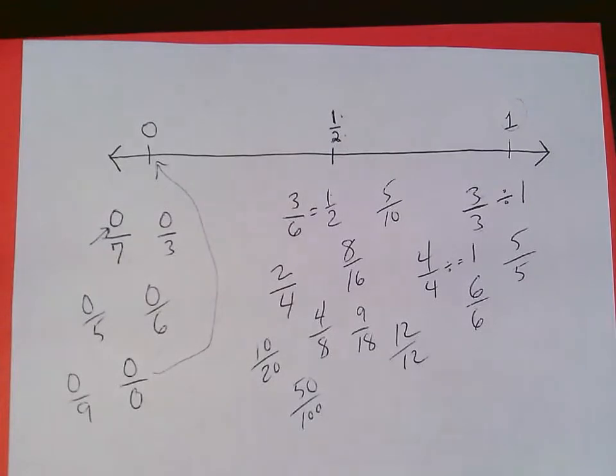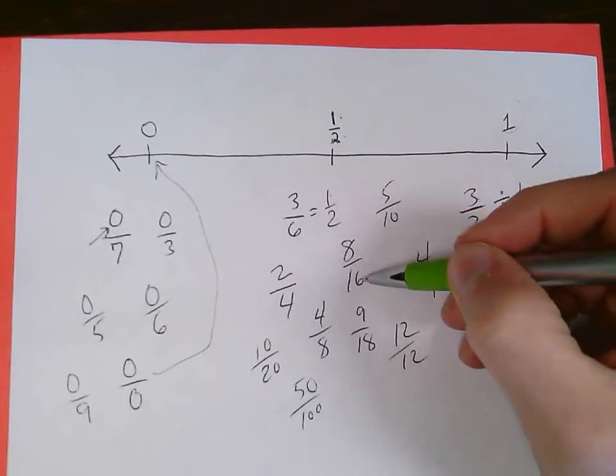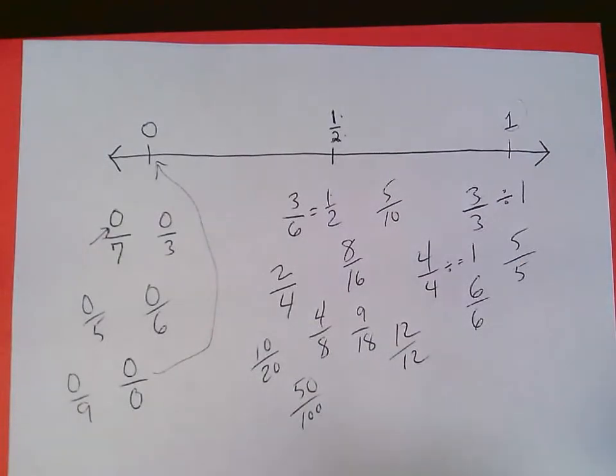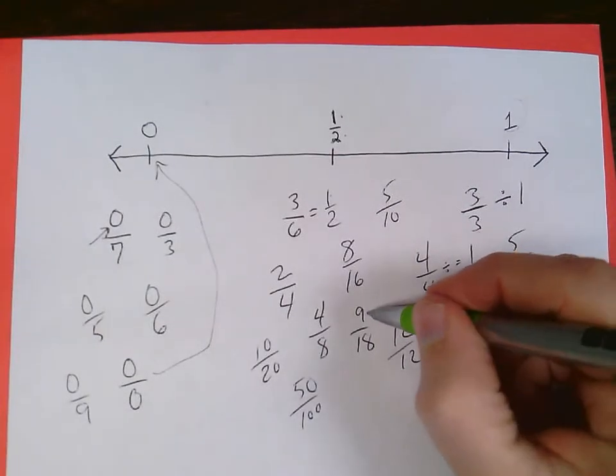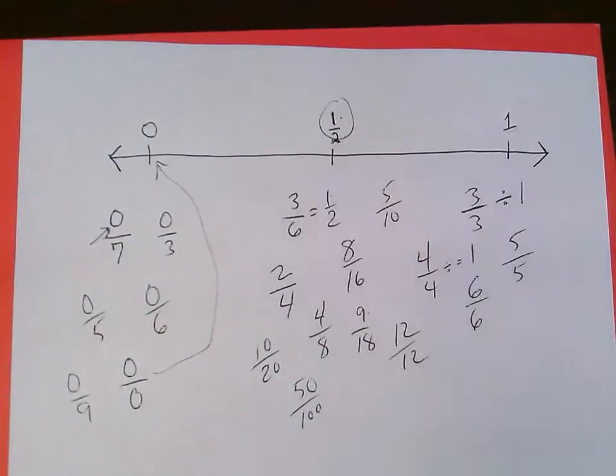In other words, if I double the numerator, 5 plus 5 will equal 10, 8 plus 8 will equal 16, 9 plus 9 will equal 18. So if I can double the numerator to get the denominator, that means the numerator or top number is half as big as the bottom number, and it will equal 1/2.